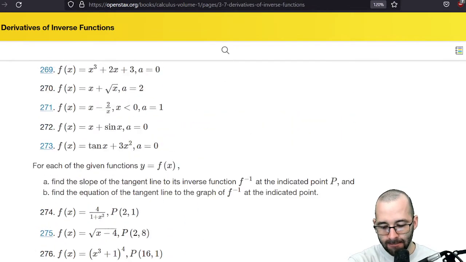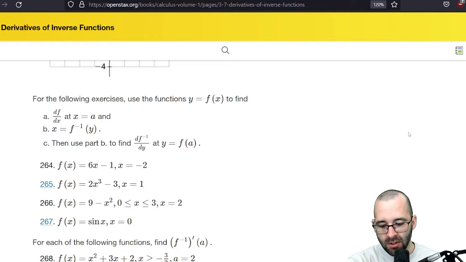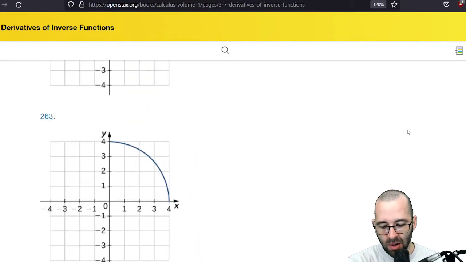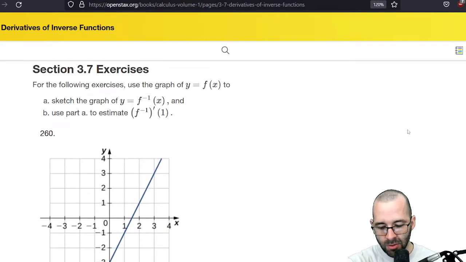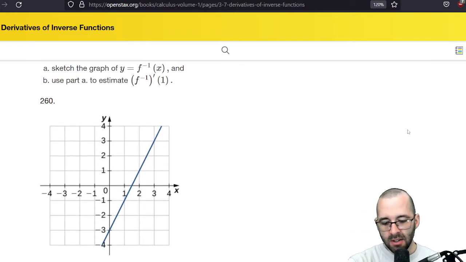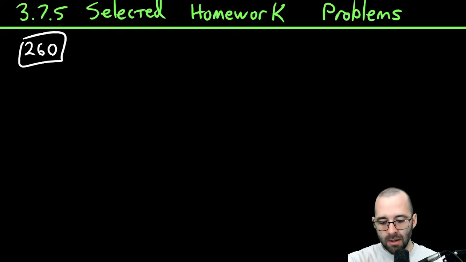All right, 260. So a lot of these early ones are just different phrasings of the problems that we've been doing. This is literally the first problem in the homework assignment. Use the graph to sketch the graph of f inverse, and then use part A to estimate f inverse prime at 1. So let's copy this graph down real quick.